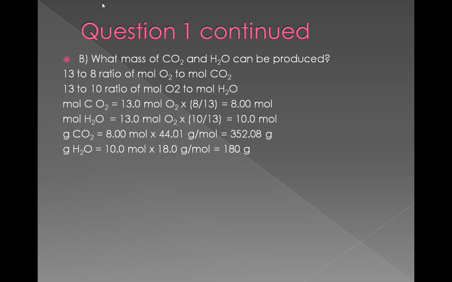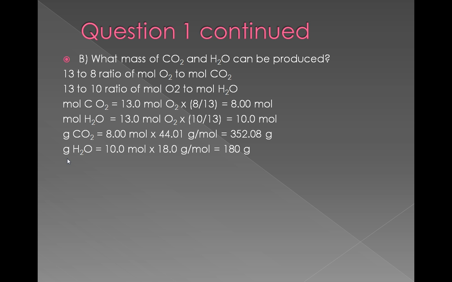Part B asks what mass of carbon dioxide and water are produced. You're going to use the limiting reactant, and you're going to use a mole-to-mole ratio. That's 13 to 8 ratio of moles of oxygen to moles of carbon dioxide. And there's a 13 to 10 ratio of moles of oxygen to moles of water. To find the moles of carbon dioxide, you multiply the 13 moles of oxygen by 8/13, and that gives you 8 moles. The moles of water becomes 13 moles of oxygen times 10 over 13, and that's 10 moles.